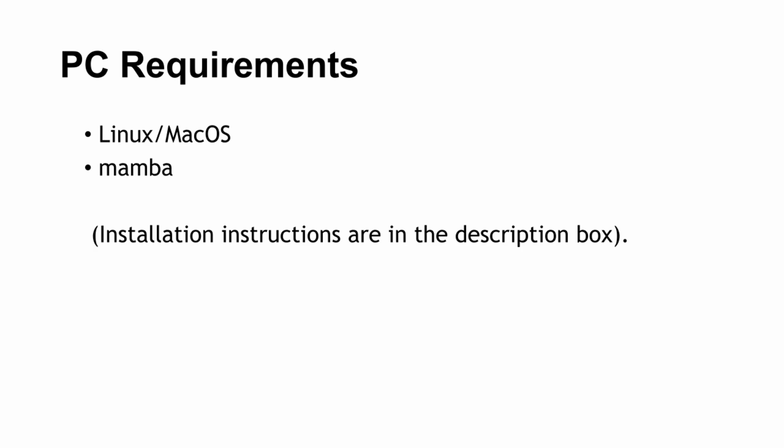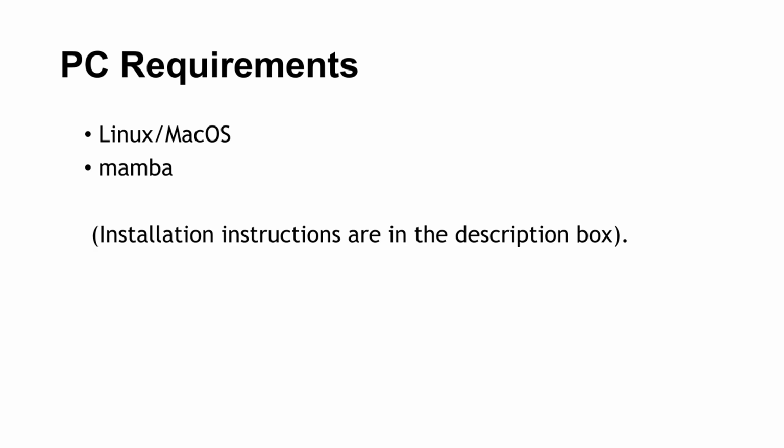In order to follow this tutorial, you need to make sure you have a Unix-like operating system, and you should also have Mamba installed. We'll use Mamba to install STARAMR. So take note of that. The installation instructions for Mamba can also be found in the description box. Just check the description box, and you'll find a tutorial that shows how to install Mamba. So check that out.